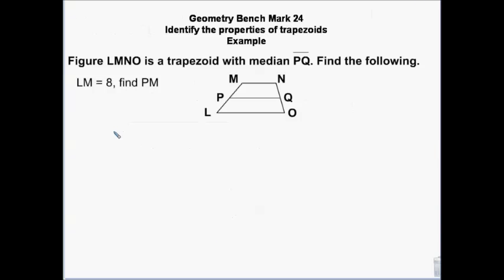So here I have a regular old trapezoid, not an isosceles trapezoid. But because this is a median, I know this length is the same as that length, and this length is the same as that length. That's really all I know. LM is 8, so I'm trying to find PM. Well, it's halfway, so I divide it by 2, PM is 4.